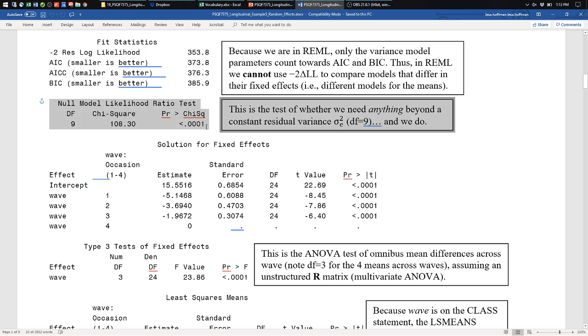So this null model likelihood ratio test, that thing that it's printing is not terribly helpful. It prints it for you anyway. 9 degrees of freedom means besides just regular E variance, there's 9 other parameters that make up the model for the variance. That's because we have an unstructured matrix with 4 occasions, which means 4 variances, 6 covariances, that's 10. 10 minus E at a minimum would be 9. So this is just telling you that, hey, could you just use regression for this and call it good? No, that's what this means. Now what to do instead, it's not telling you, but that's what that p-value means.